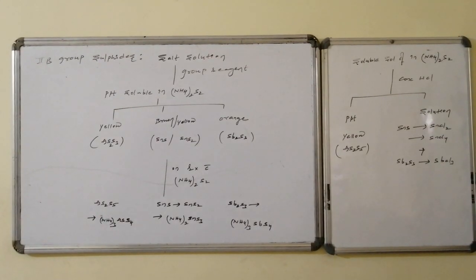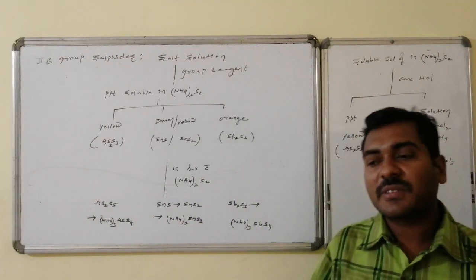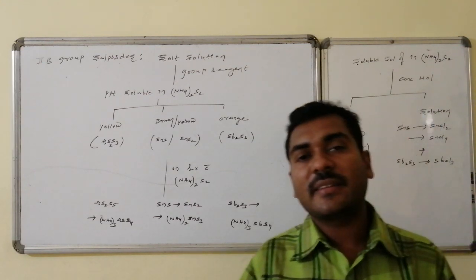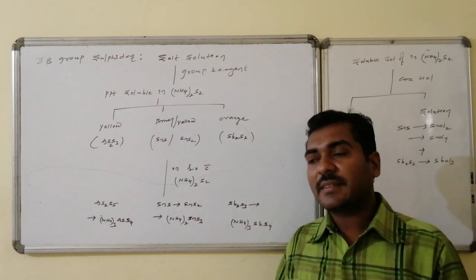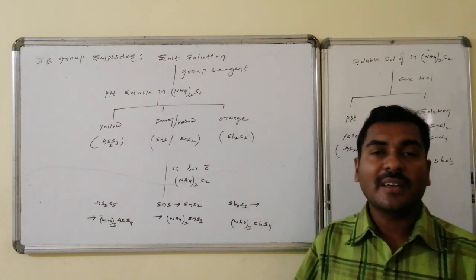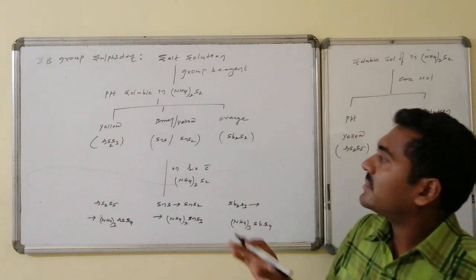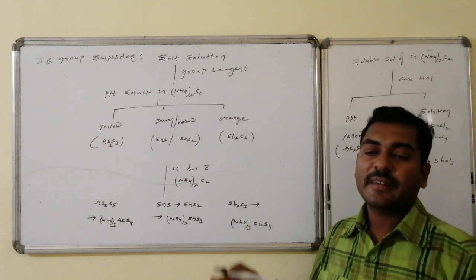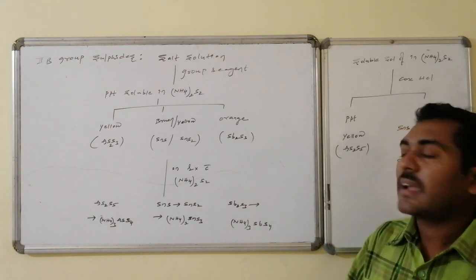Yes, second B group sulfides. The salt solution on reaction with the group reagent like H2S followed by dilute HCl forms separate sulfides which are soluble in yellow ammonium sulfide. Those sulfides are arsenic sulfide, tin sulfides including tin disulfide, and the third one is antimony sulfide.